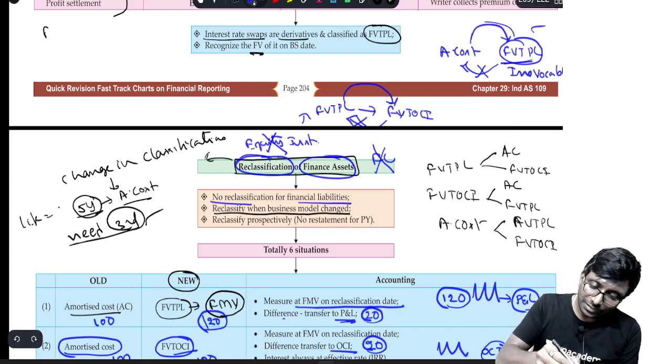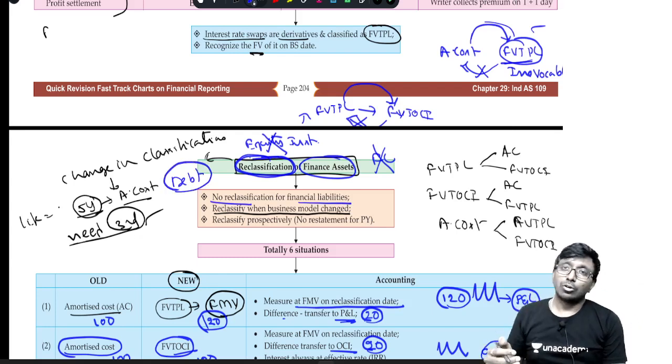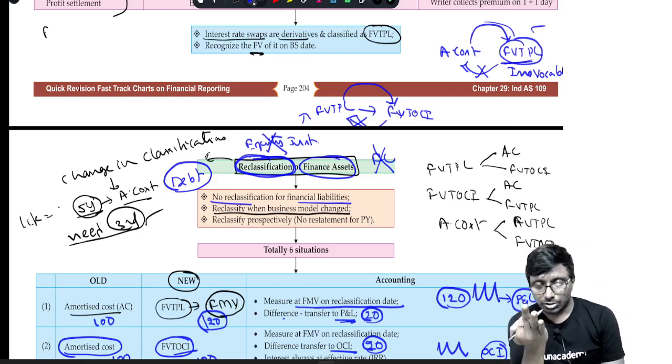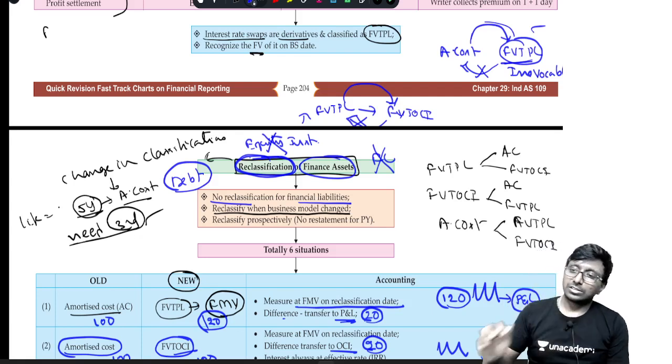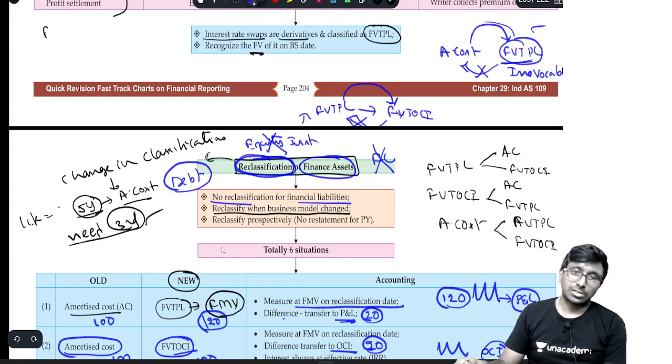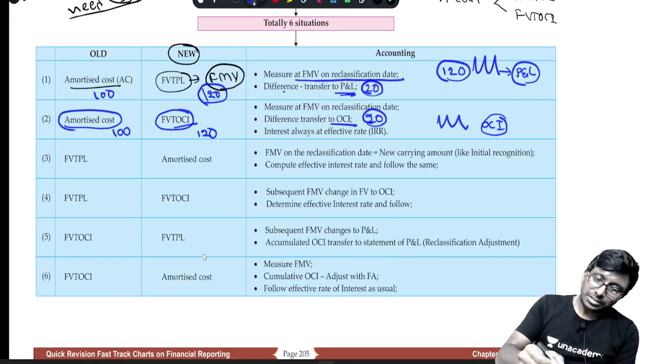Correct? The reclassification concept is entirely applicable only to debt instruments. That's what I told you some time before. Only debt can fit under three situations: amortized cost, FVTOCI, FVTPL. Equity cannot fit under all three circumstances, it is impossible. Got it? Done. Next.